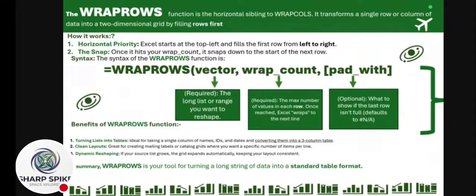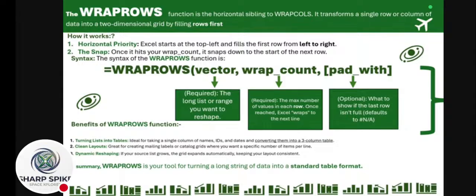The wrap count is required: the maximum number of values in each row. Once reached, Excel wraps to the next line. And pad with is optional: what to show if the last row isn't full, and it defaults to NA. So let's understand the benefit of this function.